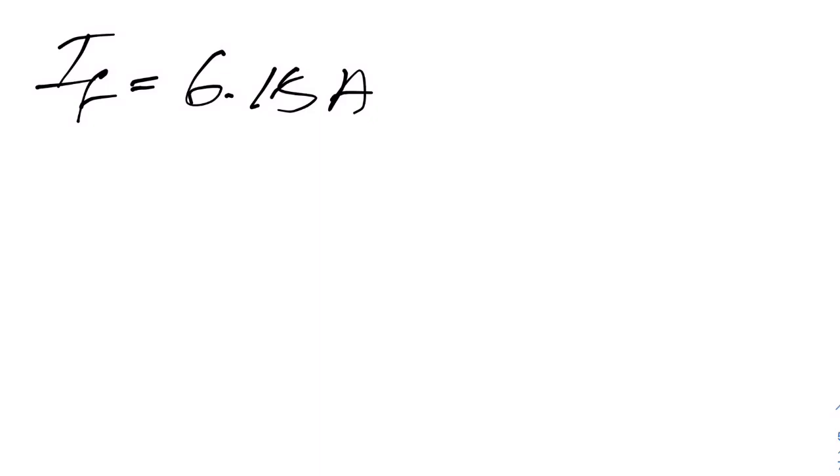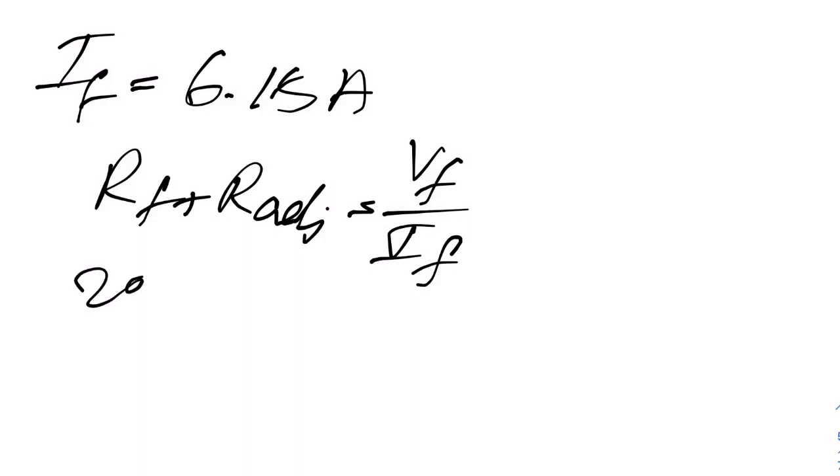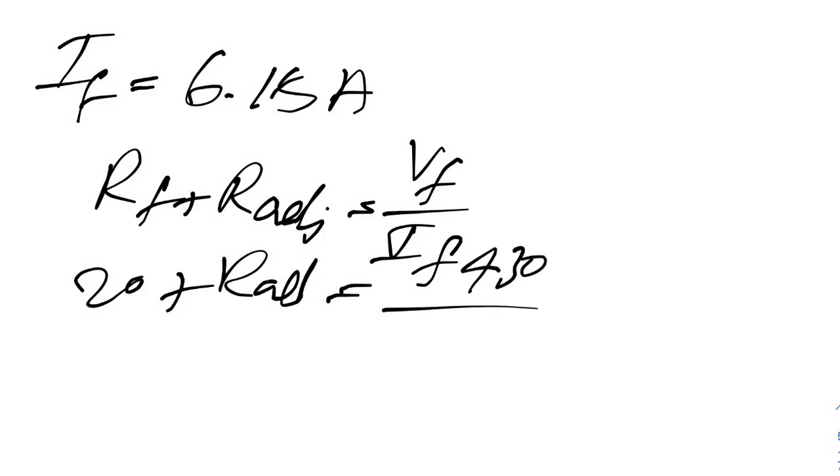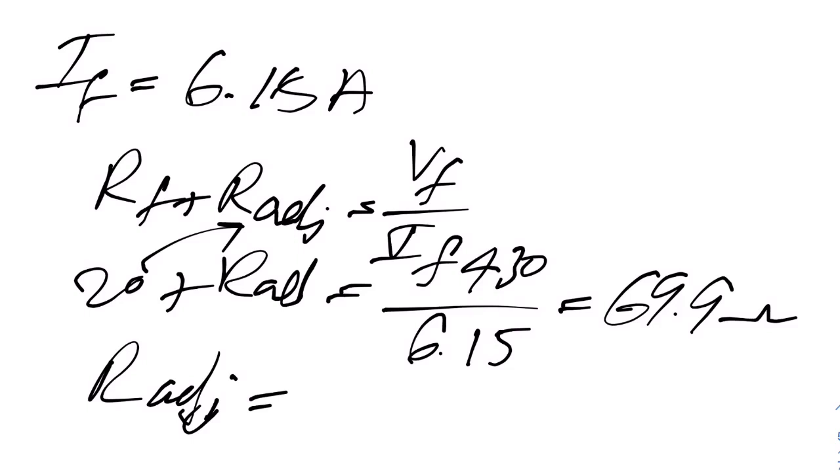The field circuit resistance would have to be what? RF plus R adjustment equals what? VF over IF. RF 20 plus R adjustment equals here 430 over 6.15 ampere equals what here? 69.9 ohm. So for R adjustment, just move 20 to the other side. So R adjustment will be what here? Subtract 20 from the value 69.9. It will be what? 49.9 ohm. So approximately it will be what here? 50 ohm.